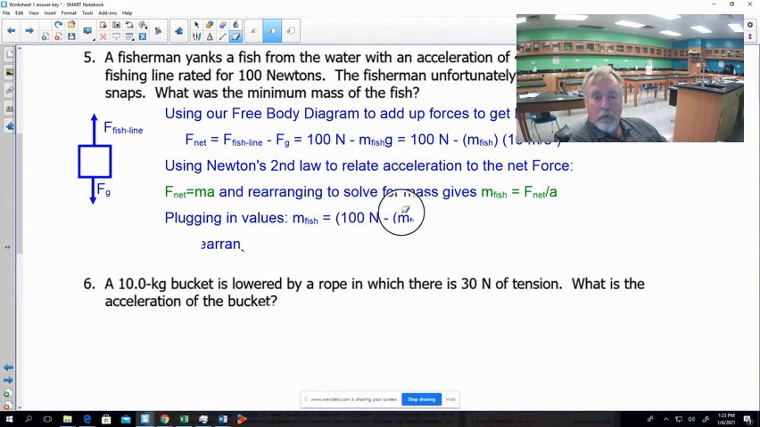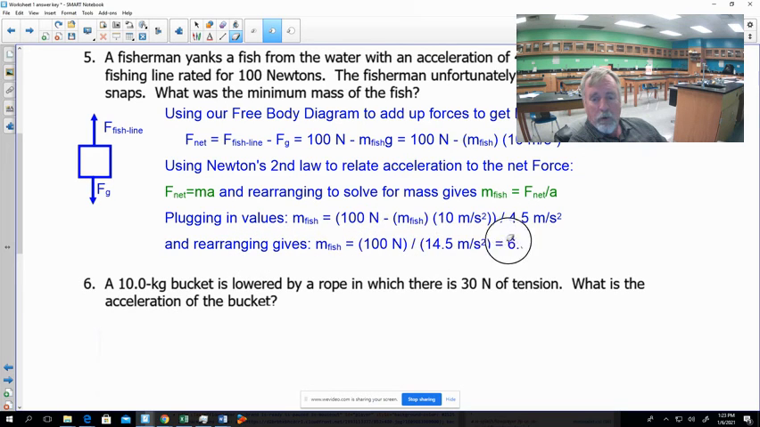The mass of our fish is equal to 100 newtons minus m fish times 10 meters per second squared. So there's our F net. We're going to divide that by our a that our problem gave us, 4.5 meters per second squared. Now we just have one equation with one unknown, the mass of the fish. I'm going to rearrange that equation, and what is it going to come up with? The mass of our fish is equal to 100 newtons divided by 14.5 meters per second squared. So the minimum mass of our fish is going to be 6.9 kilograms.